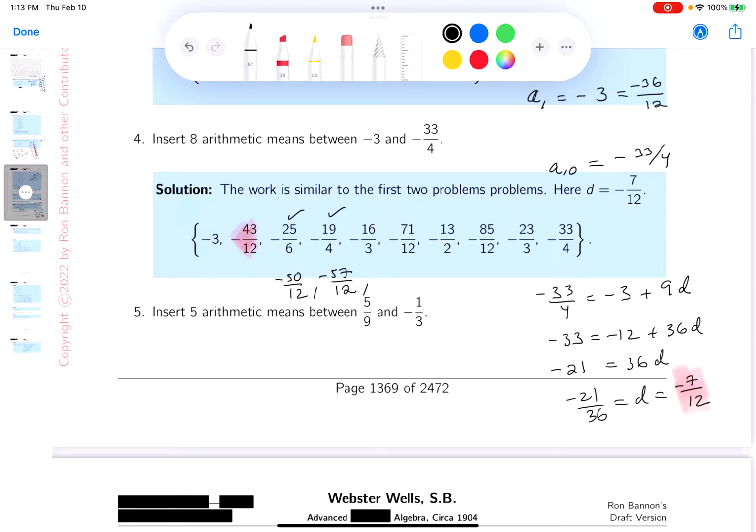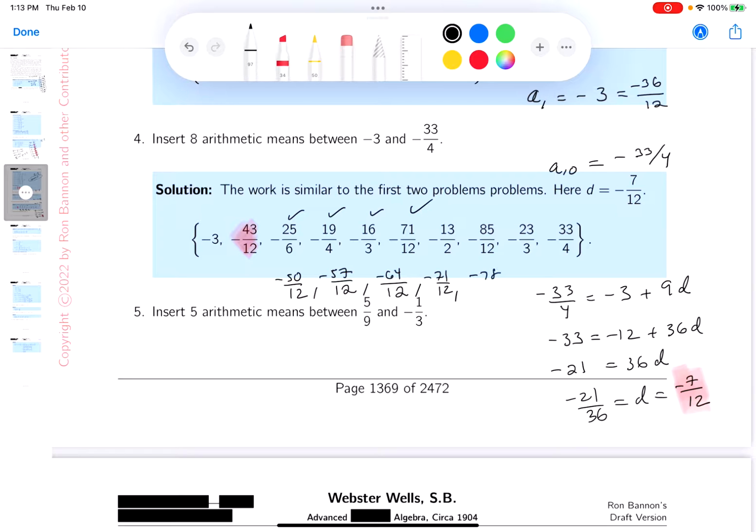Well, what am I going to do that? Add on minus 7 twelfths. And what are you going to get? Minus 64 twelfths. I'm going to divide through by 4. And 4 goes into minus 64 16 times, and it goes into 12 3 times. I see that. What's the next one going to be? Well, that's going to be minus 71 twelfths. I see that. What's the next one going to be?